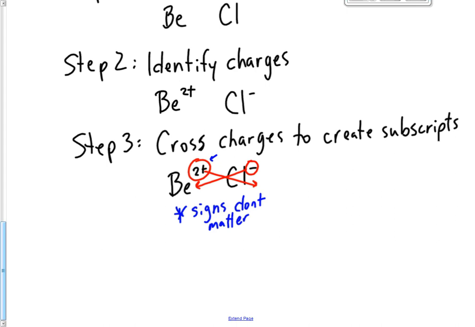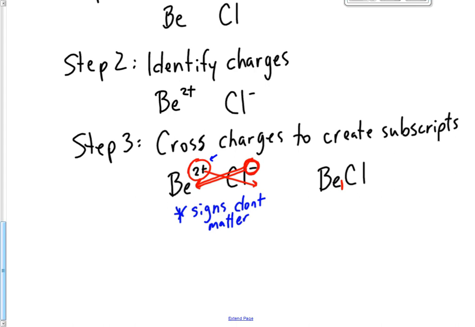Okay, so they're going to become our charges. So we've moved them right here. So now we've got BeCl. This -1 came all the way down to be the subscript for Be. Now, it would be a 1, but you don't have to write a 1. It's understood. The fact that we have a Be there tells us that we've got a beryllium atom. You don't have to write the 1, okay? But I'll write it just for right now.